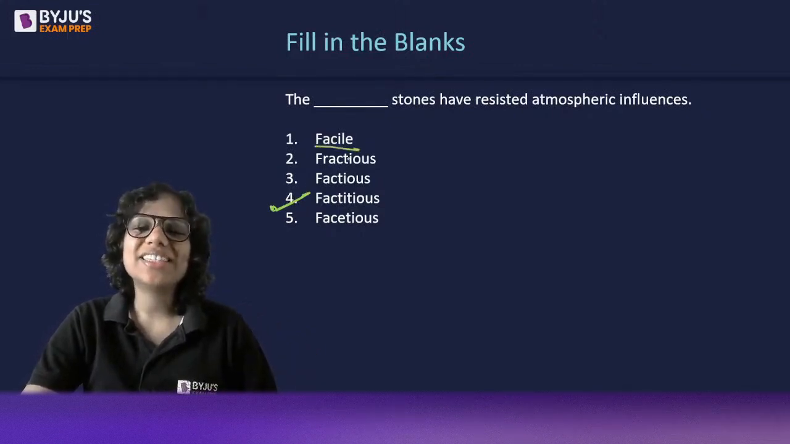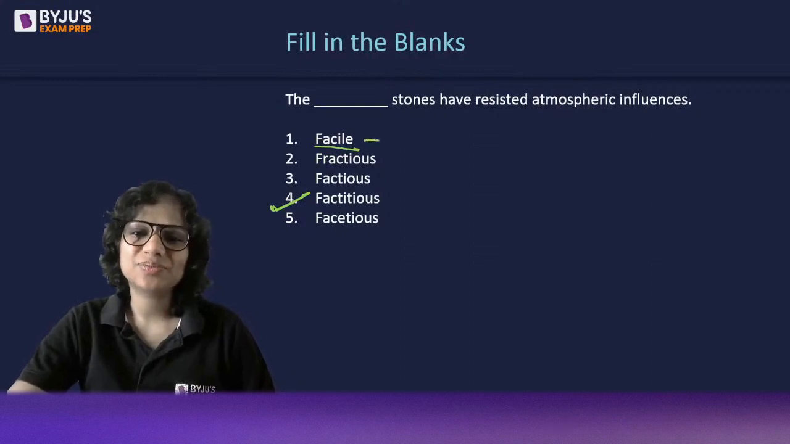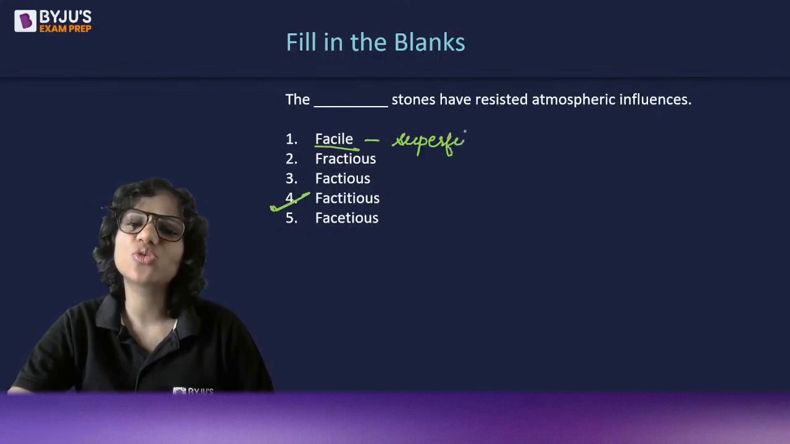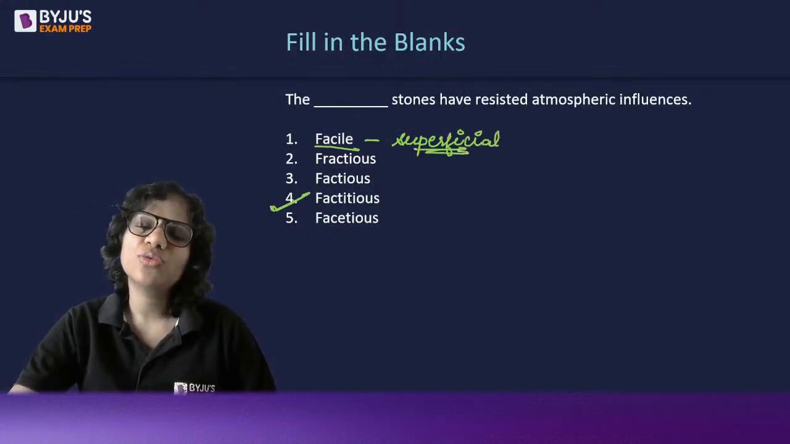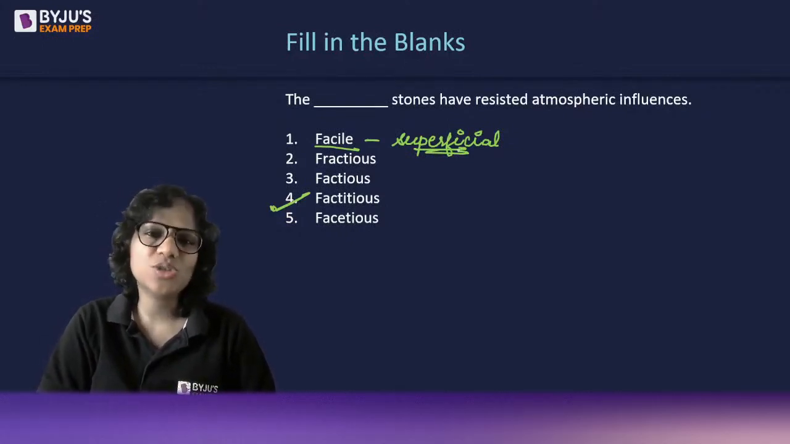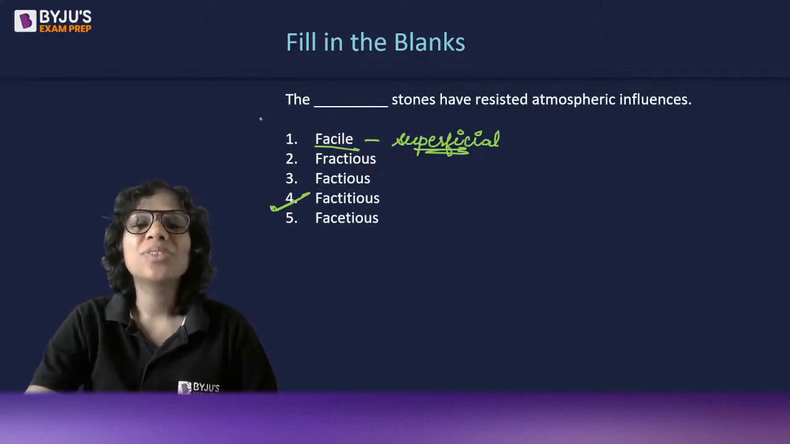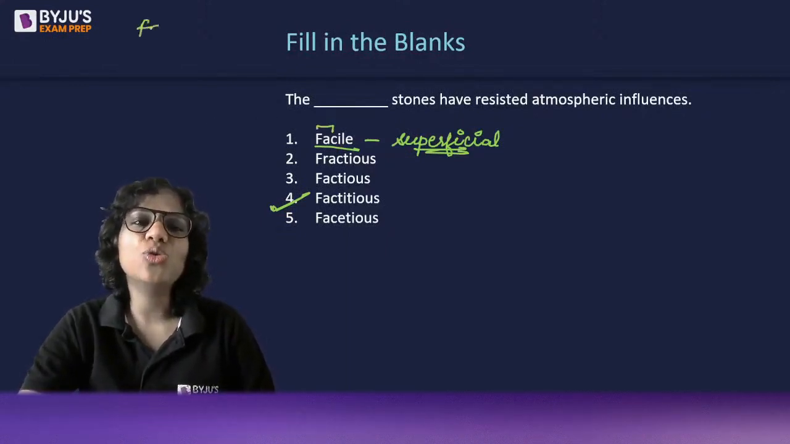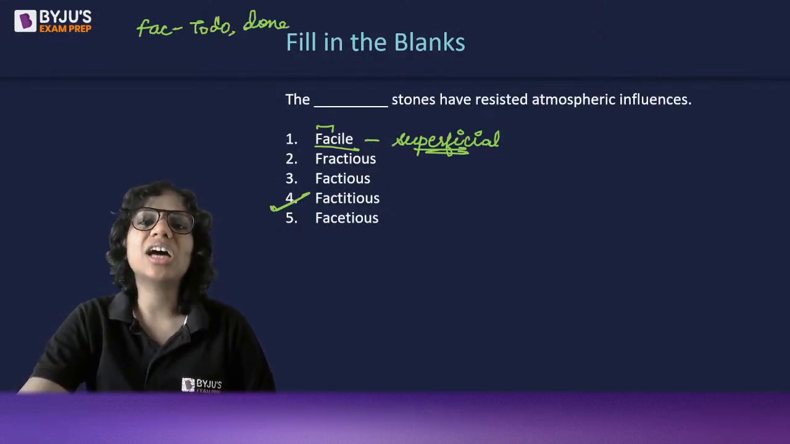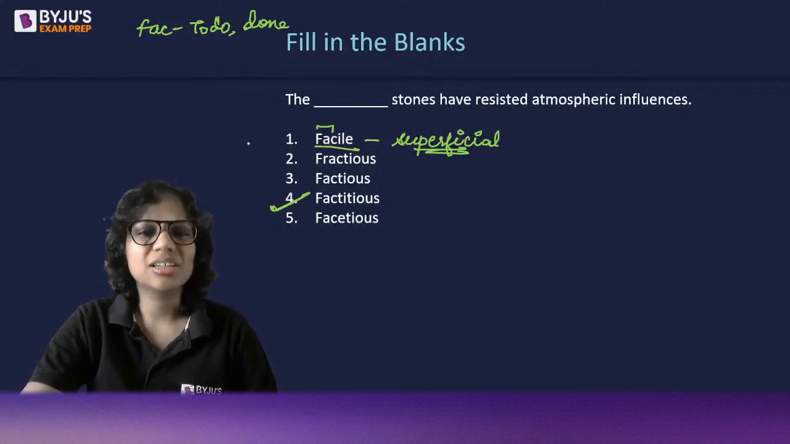Now, facile. When something is facile, it is superficial. It is insincere and superficial. So, for instance, if I say, I went to the party and she met me in such a facile manner, she greeted me in such a facile manner, or she gave me a facile greeting, that means it was very superficial, right? So, fac means to do or done. So, this is something that is done very superficially, upar se, right?